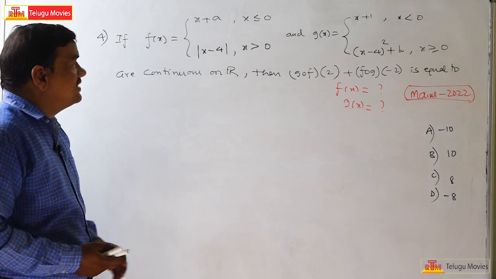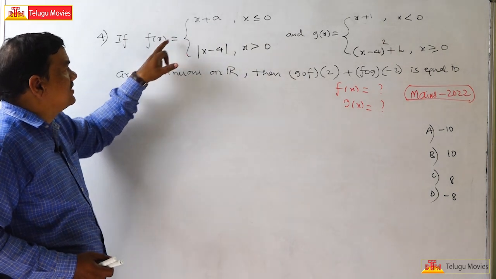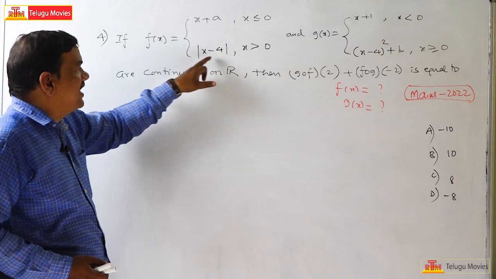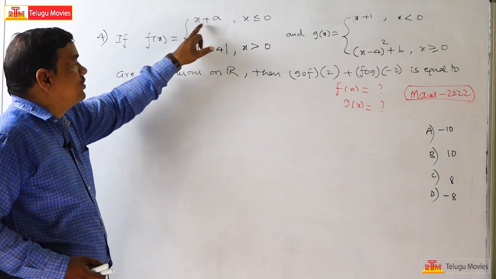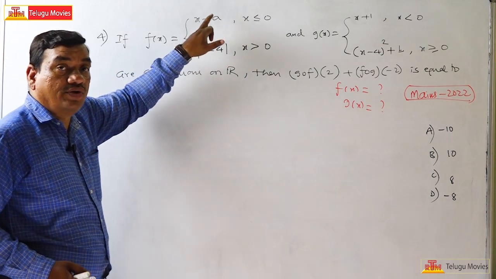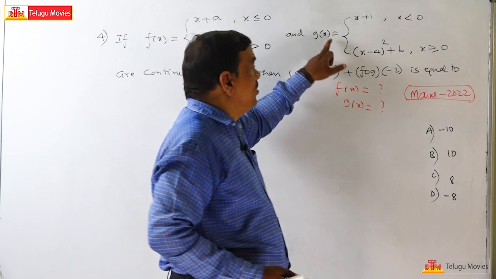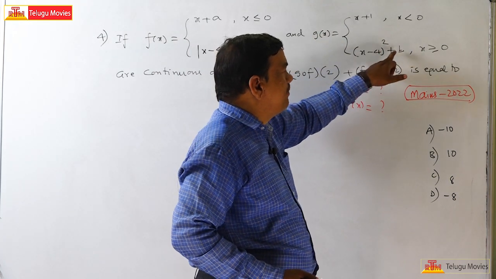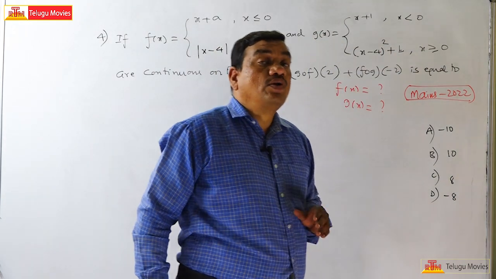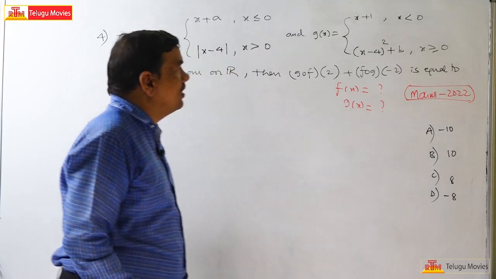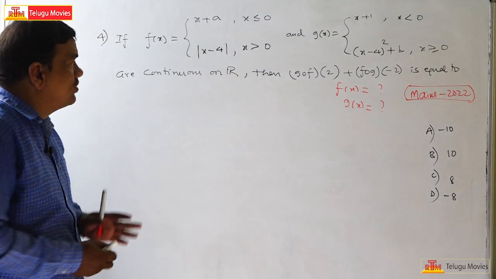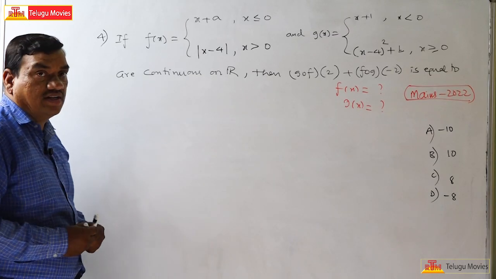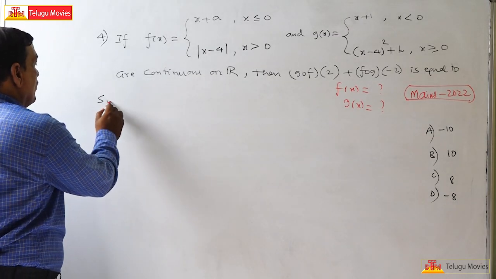To find f of x and g of x, we have f of x is equal to x plus a. It is clear. So, f of x is equal to x plus a is given. We have to find out the a value. Here g of x is equal to (x minus 4) whole square plus b is given. We have to find out the b value. So, let us calculate those a and b values. First we concentrate on f of x. Let us solve the problem.